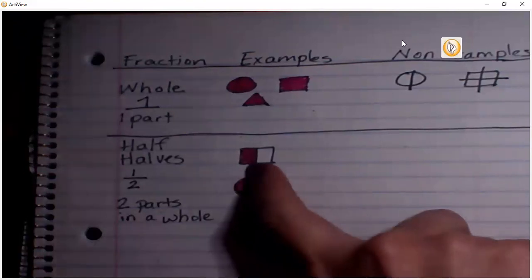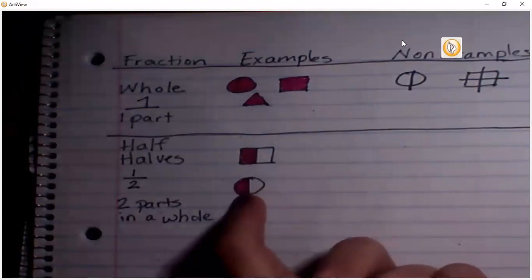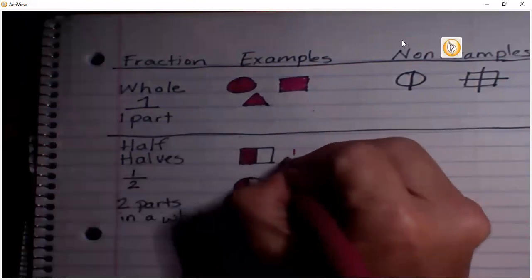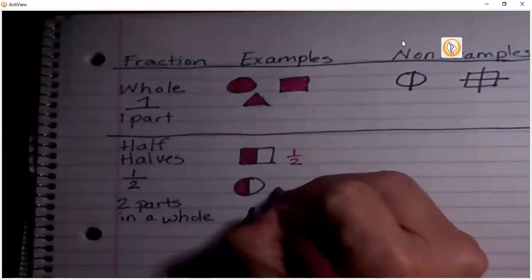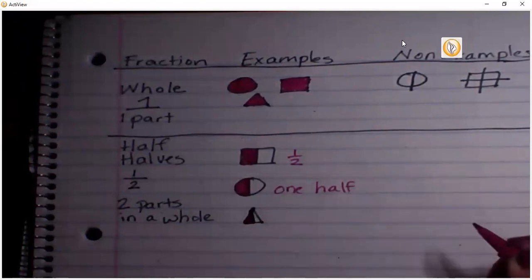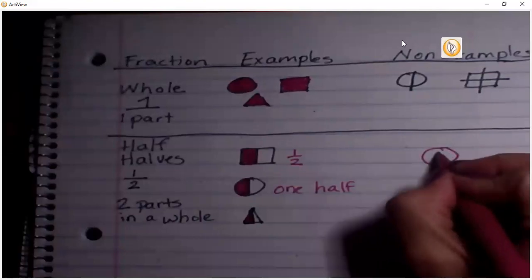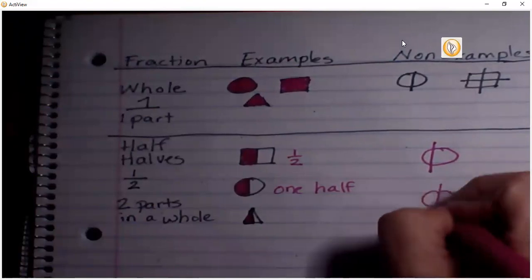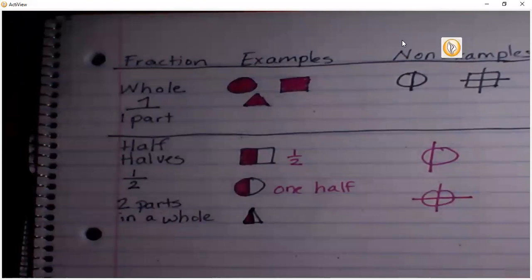So this is 1/2. 1/2 is colored in. Again, you have 1/2. I could write it as a number, or I could write it as words. A non-example would be something that's not shared equally, or something that is cut into more than 2 pieces. Go ahead and pause the video. You have a chance to catch up on your notes.